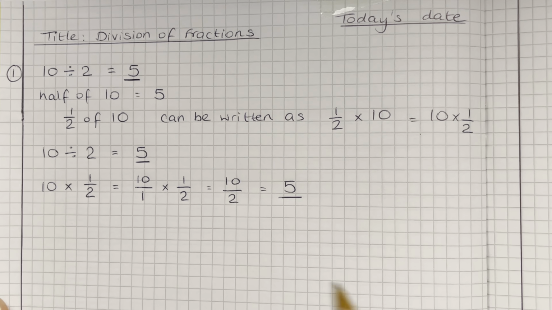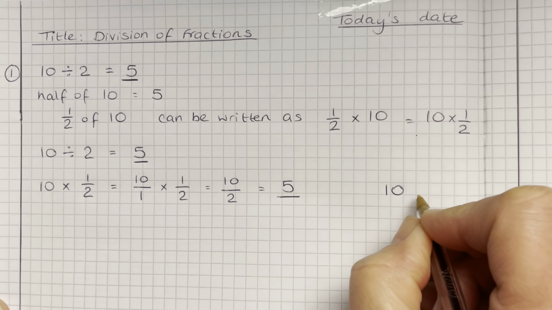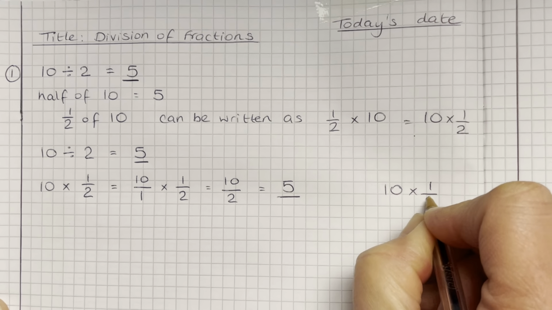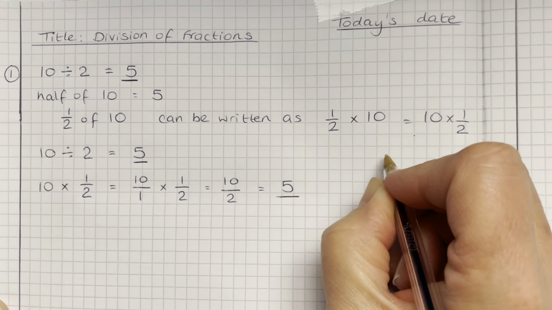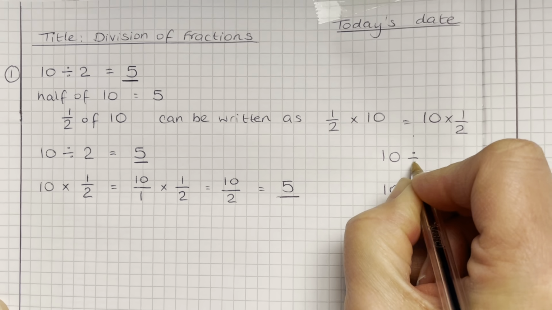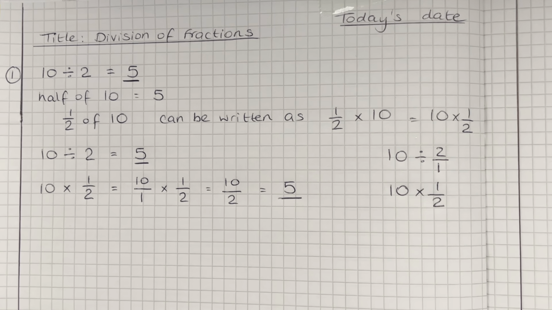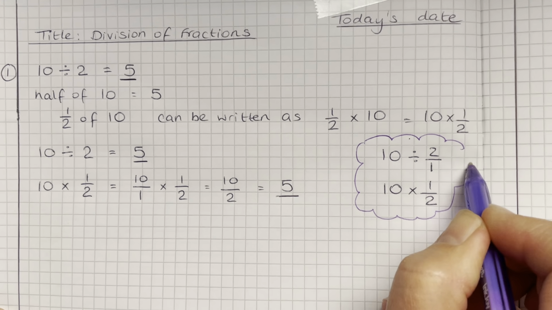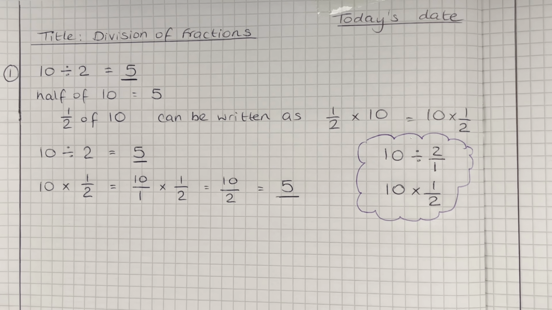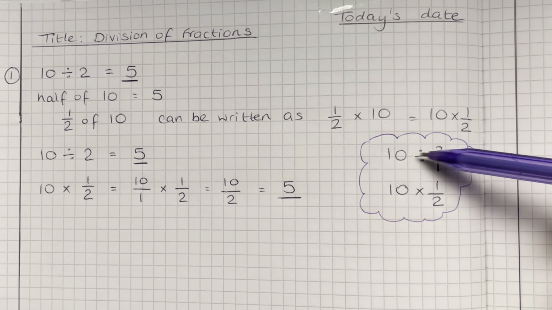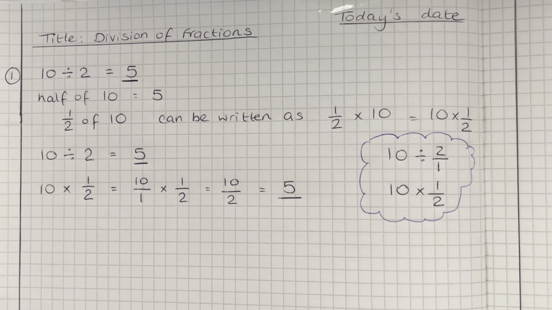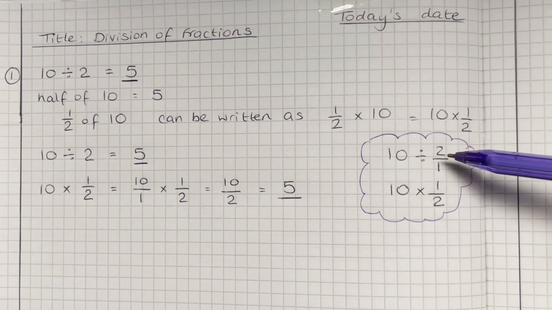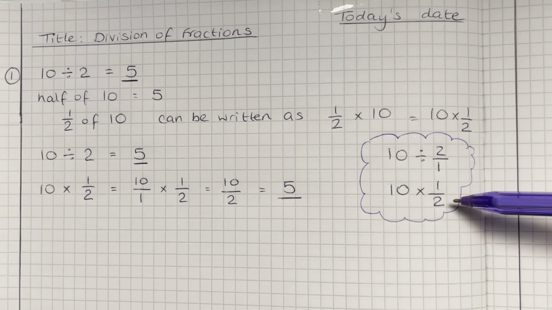Let me write that one other way. Okay, I'm just going to put it over here in a box. 10 multiplied by 1/2 is the same as 10 divided by 2 over 1. So let's have a look. I'm just going to put it in a little bubble there. And let's see what we've noticed. That multiplying by 1/2 is the same as dividing by 2. The way we would say that is dividing by 2 is the same as multiplying by the reciprocal of 2.